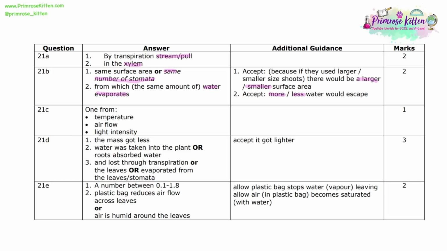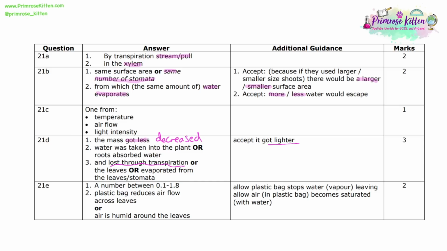Any one from temperature, airflow, or light intensity, because all of these will affect the rate of transpiration for part C. For D, the mass got less, or you can say it decreased. You can say it got lighter because water was taken into the plant, or the roots of the plant absorbed water, and then they lost it through transpiration. Key word there. But you can say they lost the water through the leaves, or the water evaporated from the leaves, because that's the same as saying transpiration.